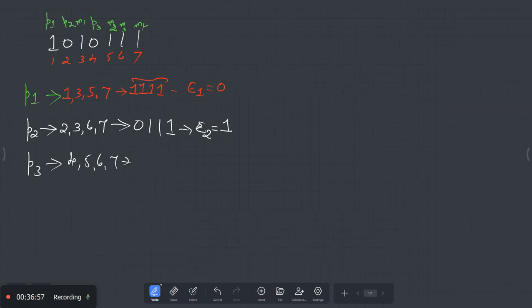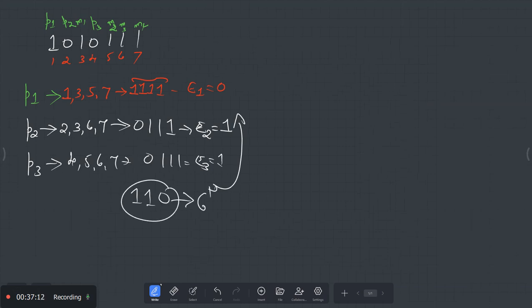Okay, what is there in 4? 0. Right? And 1, 1, 1. So this is also in error, right? E3 is equal to 1. Just go from E3 to E1. So you get 1, 1, 0. Convert this into decimal. This is 6th bit. So 6th bit is in error.